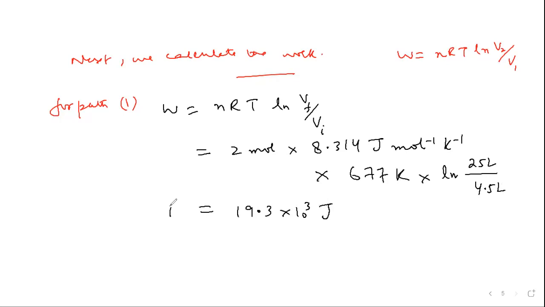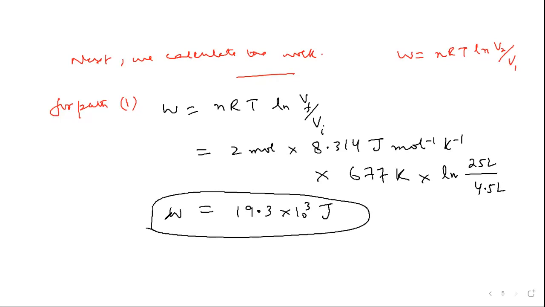So we have calculated the work for path 1, reversible path. Remember, we are using the convention for the work done by the gas as positive, work done on the gas as negative. And we have already clarified some books use the reverse. So our work is 19.3 into 10 raised to power 3 joule, right? For path 1.